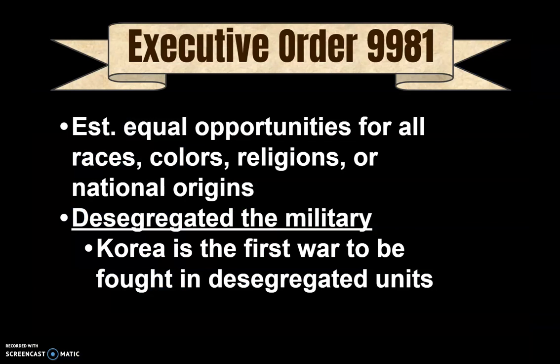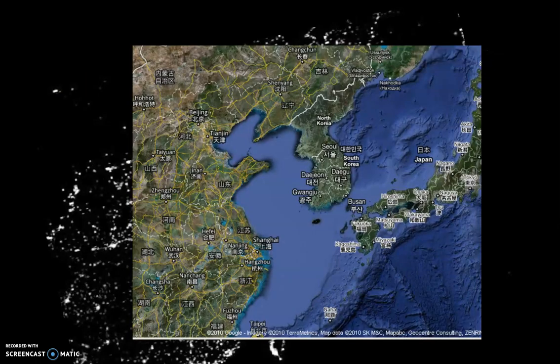Anyway, another really important part about Korea is this is going to be the first war that we fight in desegregated units. Harry Truman himself passes Executive Order 9981, and this says that we're going to desegregate the military. Blacks, whites, anybody can fight together. Which is a step in the right direction for sure. This is a good thing.